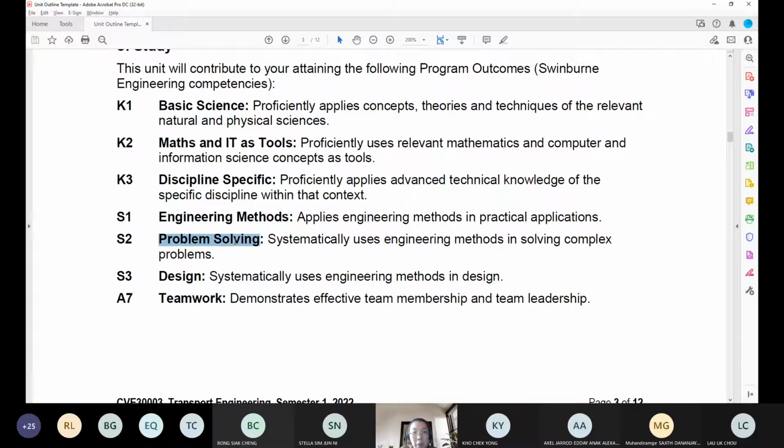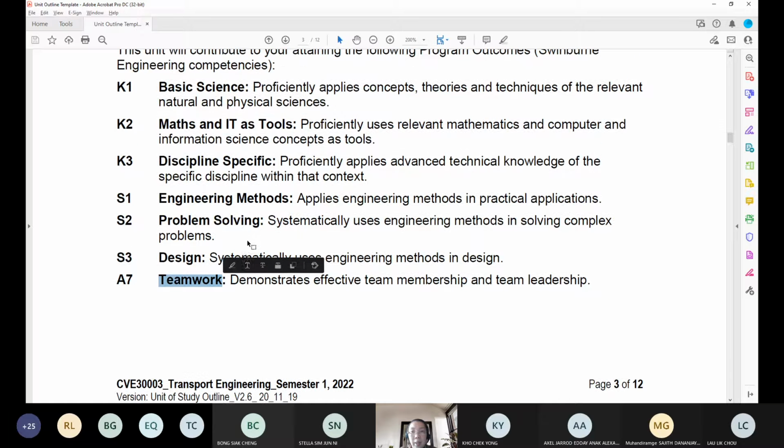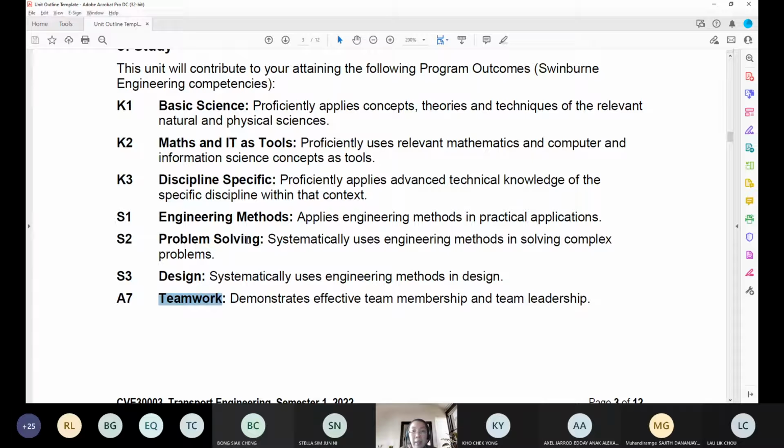We will look at problem solving, how you solve the problem systematically. I emphasize the word systematically, because we will have steps that we can follow: if you need this, what do you need to get in order to come to that final solution. We will be designing intersections, and we'll be working in teams. These are the things that you will be attaining throughout this unit.